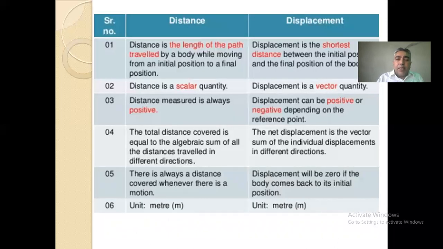So here you can understand the difference between distance and displacement. Distance is the length of the path traveled by a body while moving from an initial position to final position. Displacement is the shortest distance between the initial position and final position of an object. Distance is a scalar quantity. Displacement is a vector quantity.